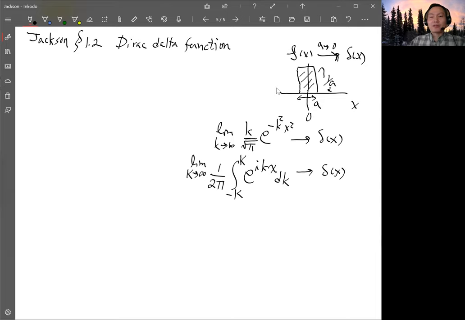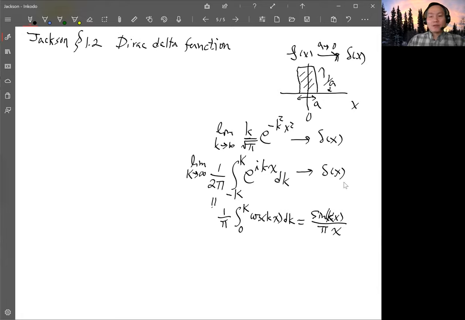There is another form to look at this, because this integral can be evaluated quite easily. This e to the ikx is just cosine kx plus i sine kx. The sine term will be zero after the integration, because sine is an odd function. Only the cosine term will survive. So this equals 1 over pi, integrate from 0 to K, cosine of little kx dk. That will give you sine(Kx) divided by pi x. After you evaluate, this is capital K, not a small k. So capital K goes to infinity, and then this one is also a representation of the delta function.